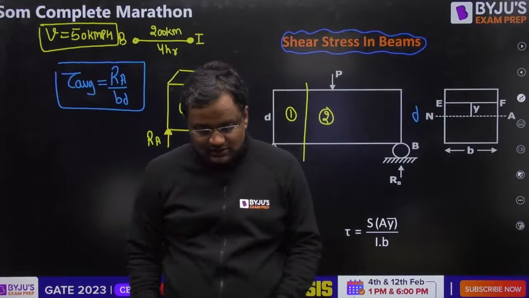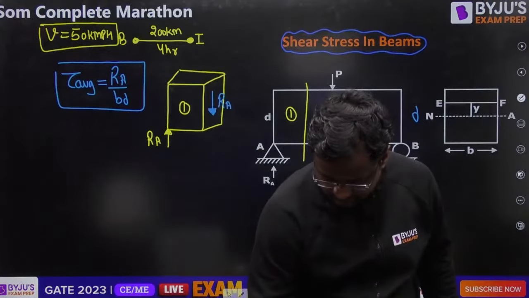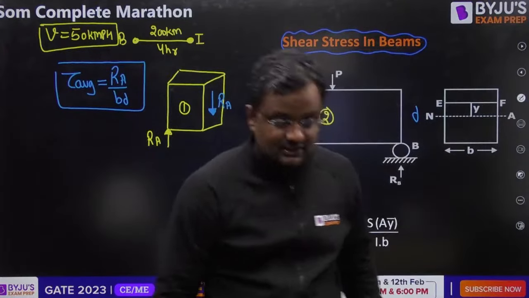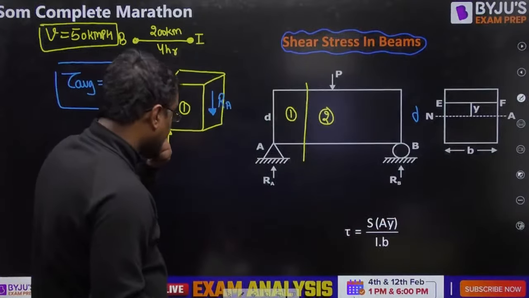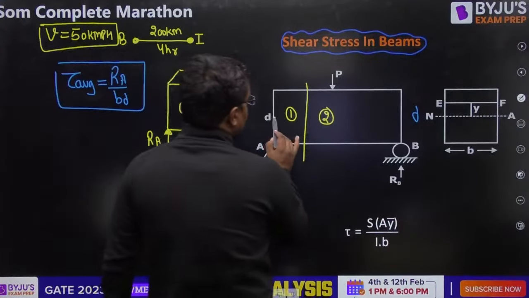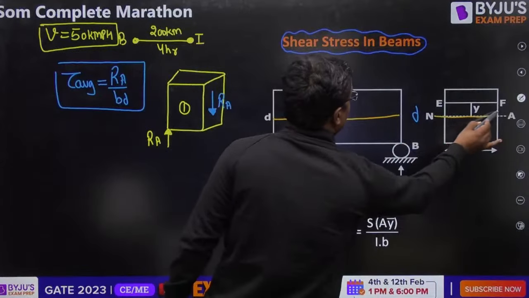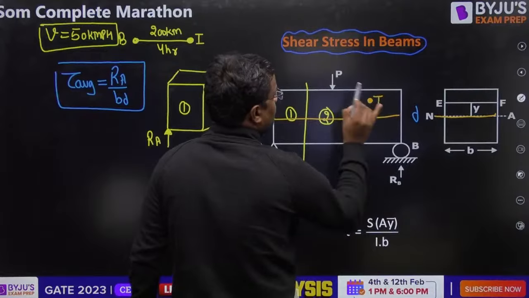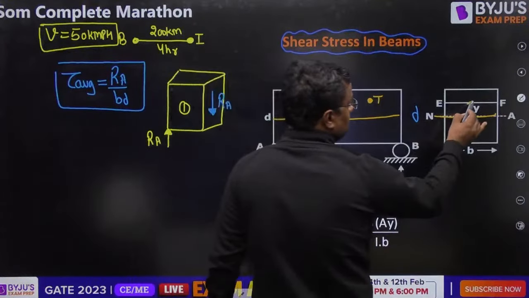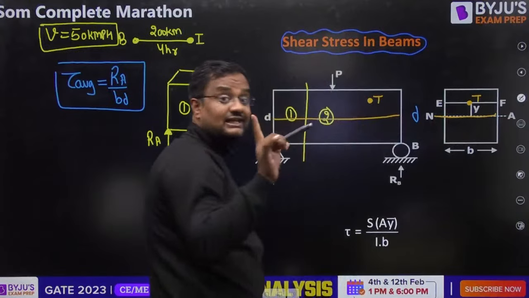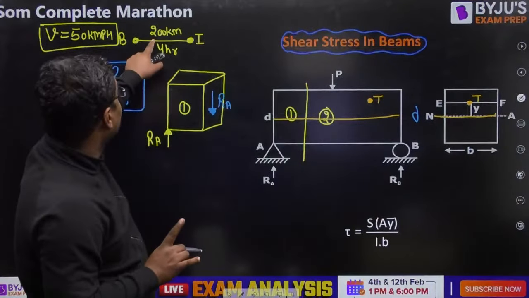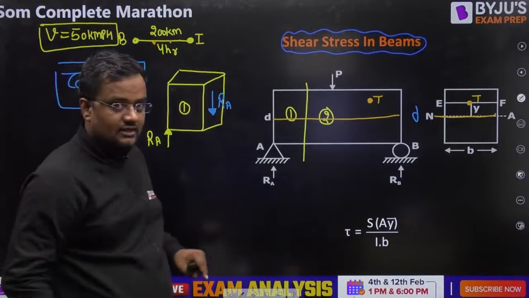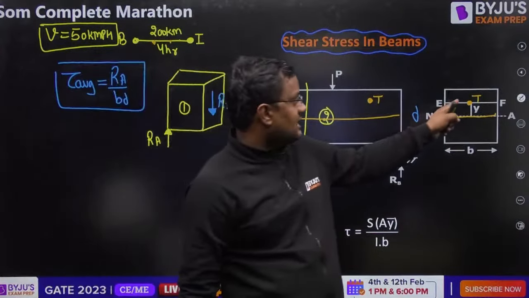What is the actual shear stress? The actual shear stress is given by this formula. Suppose this is the neutral axis. I want to find the shear stress at this point P, or let this be point T. Then cut a cross section, then shear exactly at point T. Like average speed is 50, but I want the speed exactly here, exactly here, exactly here. Similarly, I want to find the shear stress exactly at point T.